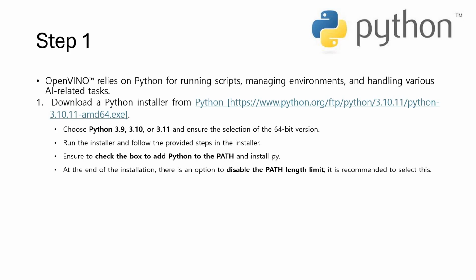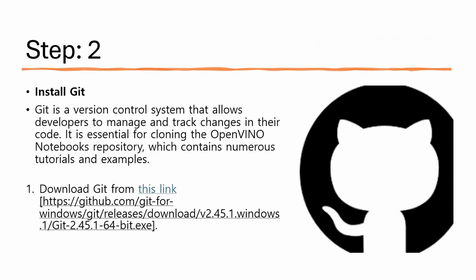At the end of the installation, there is another option which you need to look into. The disable path length limit option would be there. It is strongly recommended to select that. The second step is to install Git. Git is a version control system, as we all know, and that is giving a lot of comfort to developers to manage and track changes in their code. We are going to use that. I have given the link for Git. Please download Git, follow the guidelines, and install it.